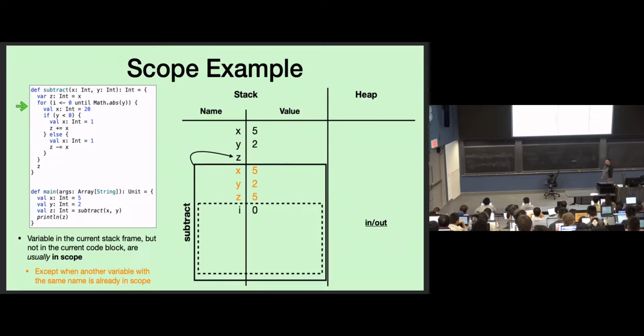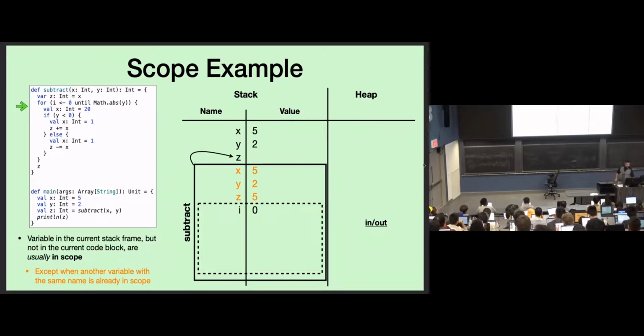Where we have to think about our scoping rules is anything else. Some things are inside the same stack frame but not in the currently executing code block. These variables are sometimes in scope. They're going to be in scope unless a variable with the same name is already in scope. If a variable with the same name is already in scope, then it's not in scope.